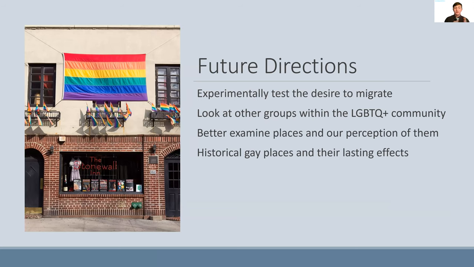So with all of that in mind, there are some exciting future directions that I've listed here. The one that I'll highlight is that we have started looking at this experimentally. So trying to give participants pictures of different places and seeing if they would like to migrate there. And then looking at how their orientation, their attitudes, and the type of stimuli we show them affects their desire to migrate. And so hopefully by doing this experimentally, we can get at some of these questions that are a little puzzling, as well as handle some of these other concerns that I raised.